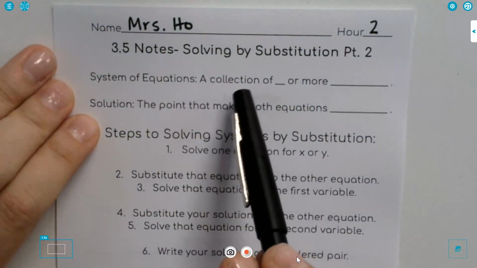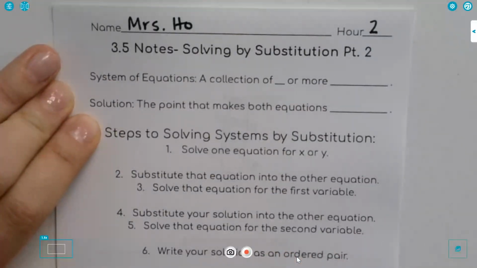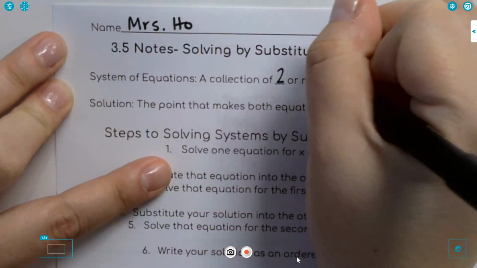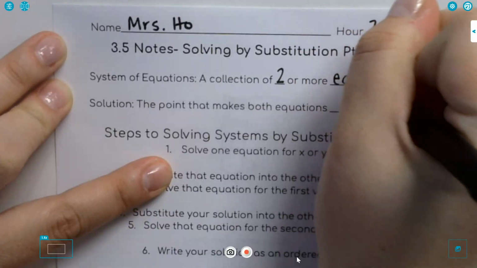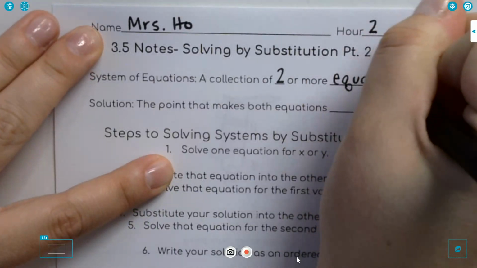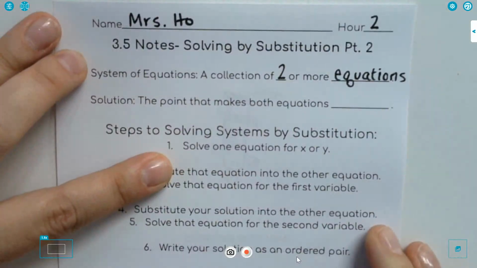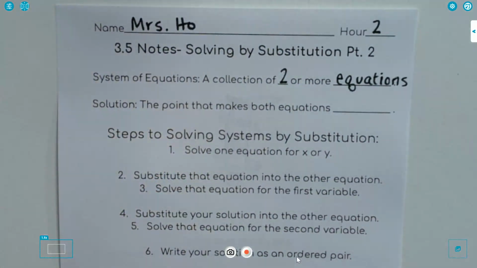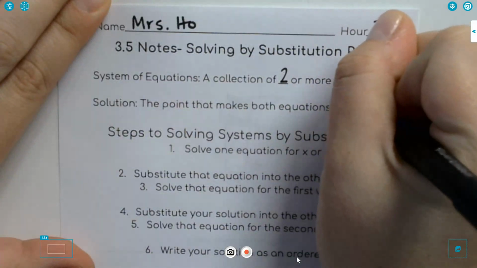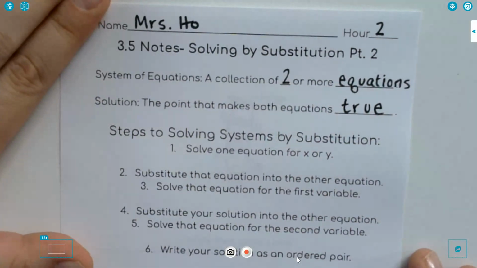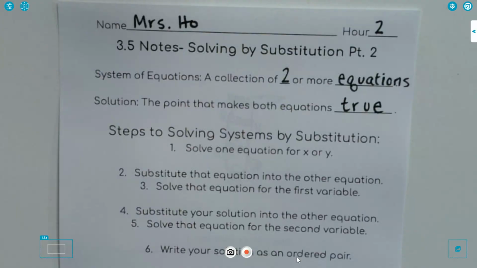A system of equations is a collection of two or more equations. So instead of solving one equation at a time, we're solving two. They have to function together, system together. The solution to a system of equations is the point that makes both equations true. Help me remember when we get to our examples on the back here to show you how to check again. These ones are even easier to check than the ones yesterday were.